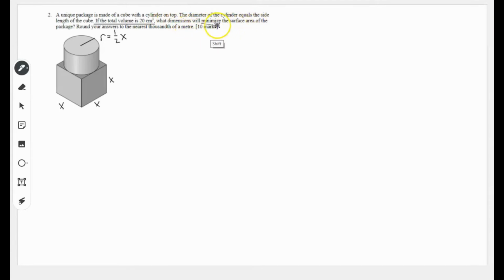All right, minimize the surface area. That's what you're always looking for. What you want to minimize and maximize, and some sort of condition. Okay, and then round your answers. All right, so let's start with the total volume.